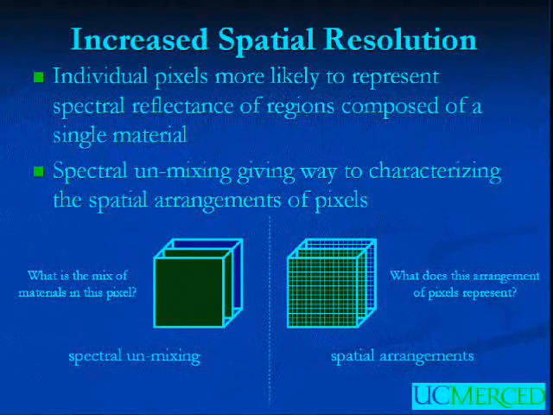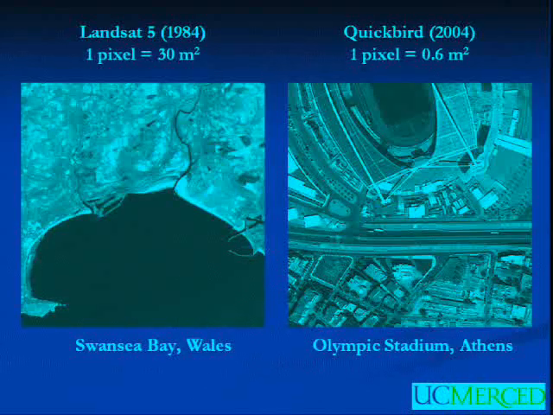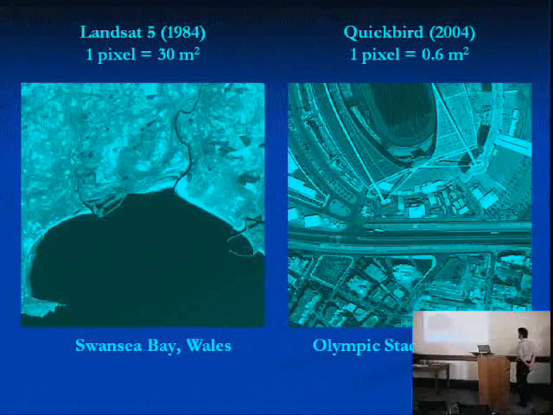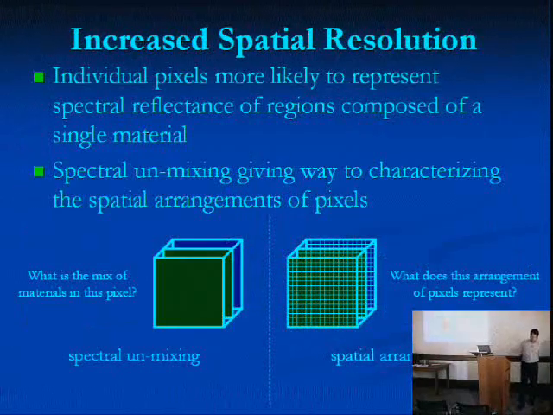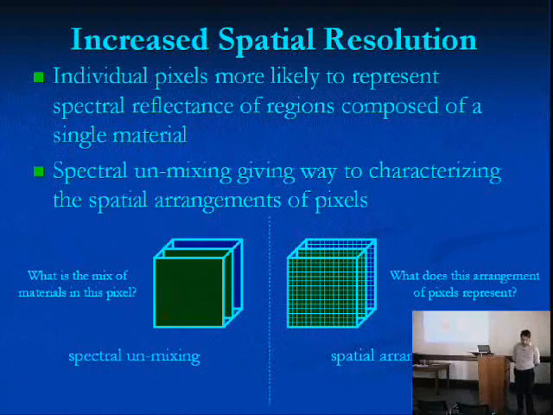So if we go back and look at this 30-meter resolution image, a single pixel here is more likely to cover a variety of materials on the surface of the Earth than a pixel in our higher resolution imagery. So in the historic lower resolution imagery, people working in remote sensing would try to use a technique called spectral unmixing to try to determine what materials might exist in the region that's imaged by a single pixel.